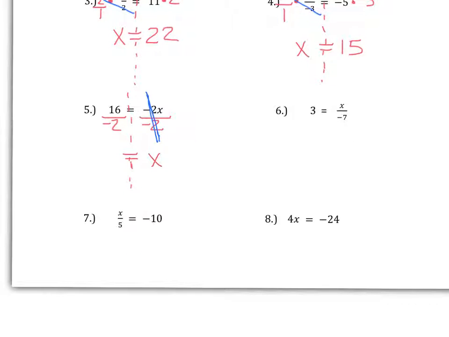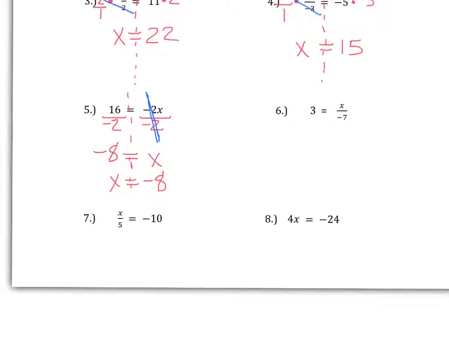On this other side here, I have 16 divided by negative 2, which is negative 8. So negative 8 equals x. Let's flip that and make it x equals negative 8. And that's my solution. Let's check. If I take negative 8 and plug it in here, so negative 2 times x, negative 2 times negative 8, a negative times a negative is a positive 16.